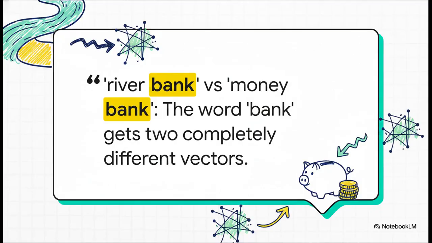And this example shows you perfectly why that's so powerful. A word like bank has totally different meanings, right? And a modern model gets that. When it sees riverbank, it generates one vector. But when it sees money from the bank, it generates a completely different vector, one that captures the precise meaning for that specific context. And that is a massive leap forward in understanding language.